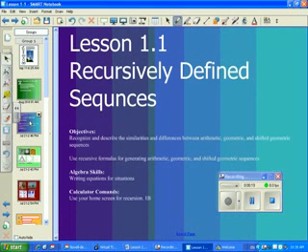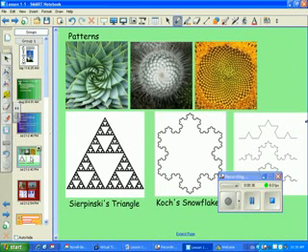And now we'll start off with Lesson 1-1, recursively defined sequences. We'll talk about that word recursive, and we'll talk about what is a sequence, and we'll start talking about how you write formulas for certain sequences. Now, sequences and all these recursive formulas we're going to talk about today are all centered around patterns.